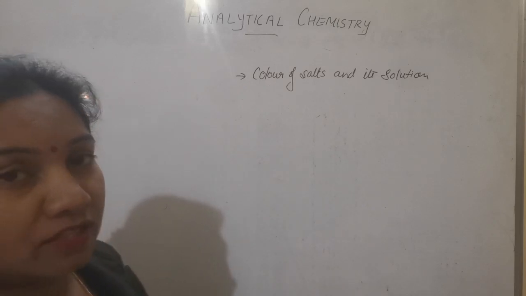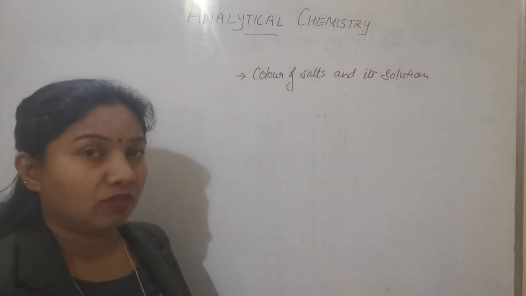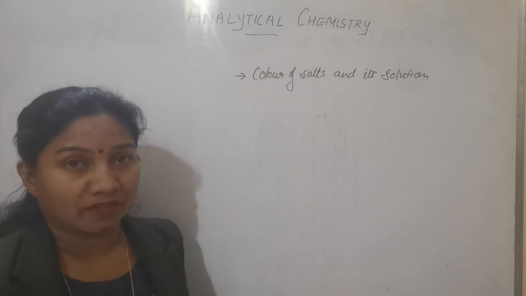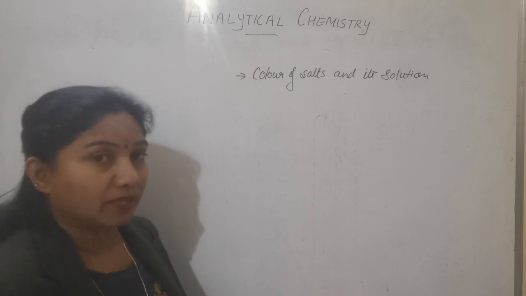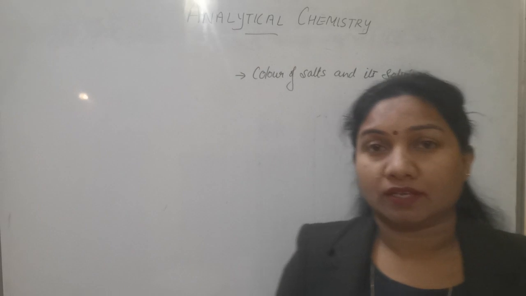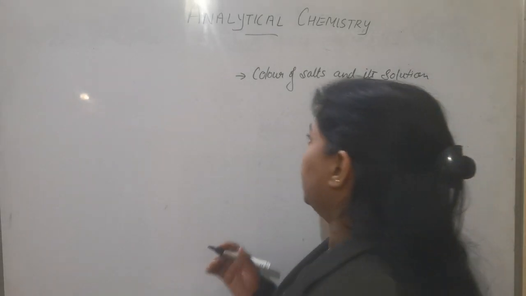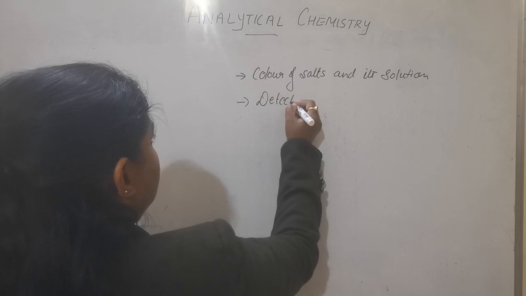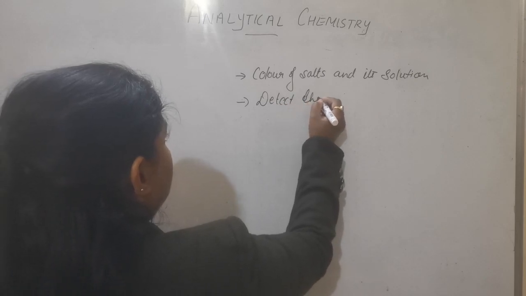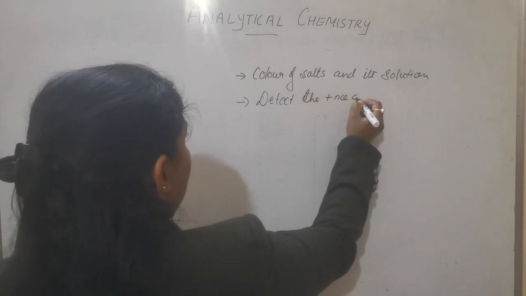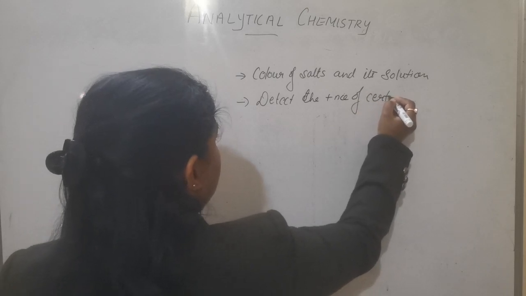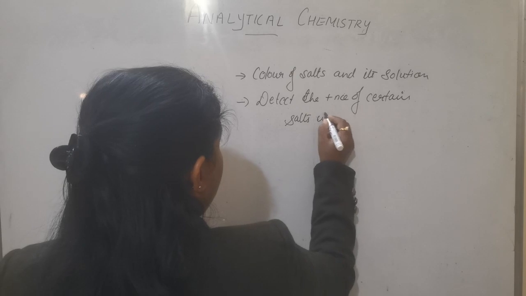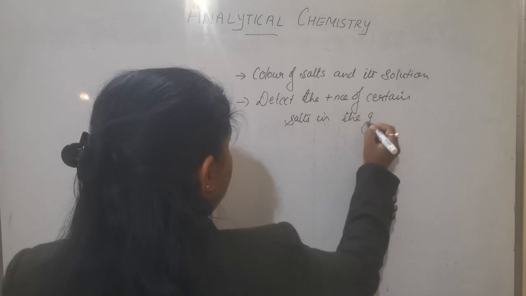So in acid, bases and salts chapter, we have studied about salts, how they are formed, what is their preparation method, what are their properties. But here we are going to see the color of the salt and its solution, and we are going to detect the presence of certain salts in the given sample.